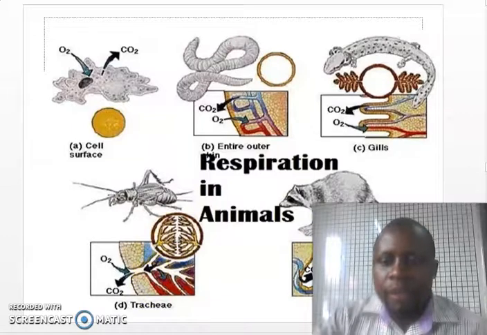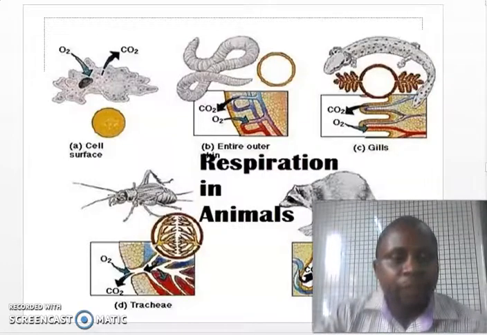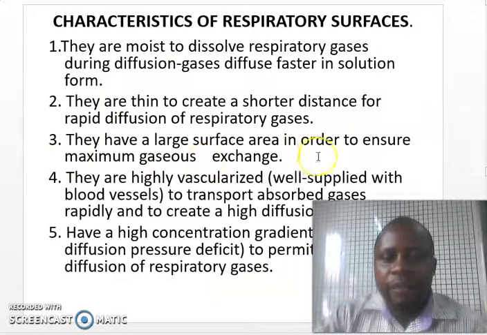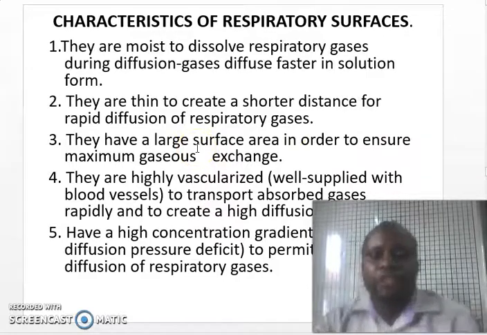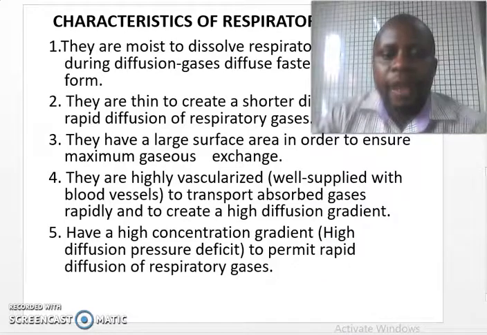If we talk about the lungs, they have numerous alveoli. I think you're able to see here, they have numerous alveoli to increase surface area for gaseous exchange. So in a nutshell, we are saying that the respiratory surfaces have a large surface area in order to ensure maximum gaseous exchange.